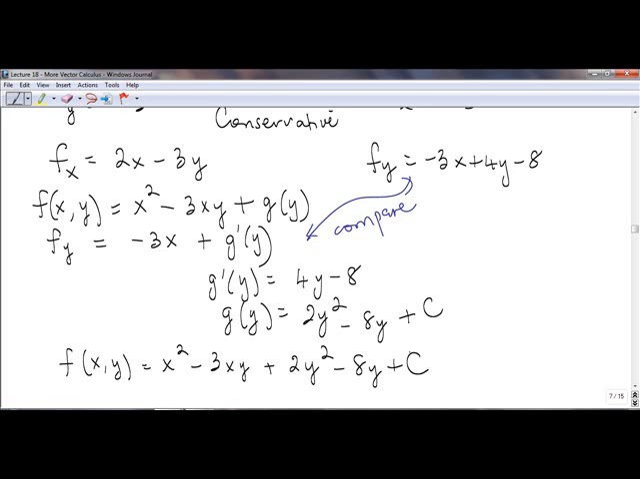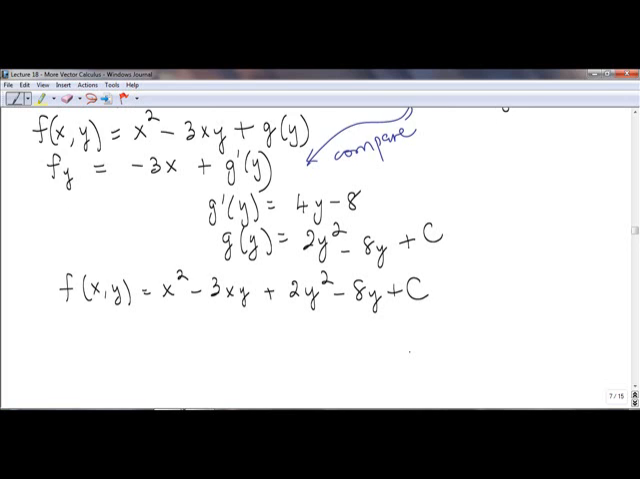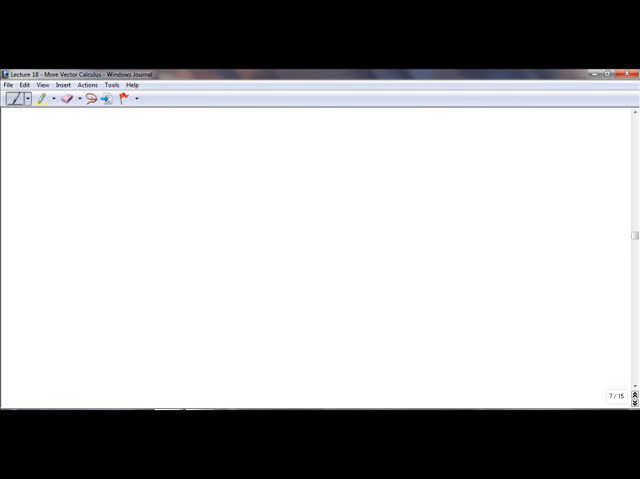Okay. So now that we know how to show that a vector field is conservative, and if it is conservative, we can find the potential function. Now we can evaluate the line integral of a conservative vector field by just evaluating the potential function at the endpoints. So we're going to do the same thing again, but the last step is just to evaluate the line integral.